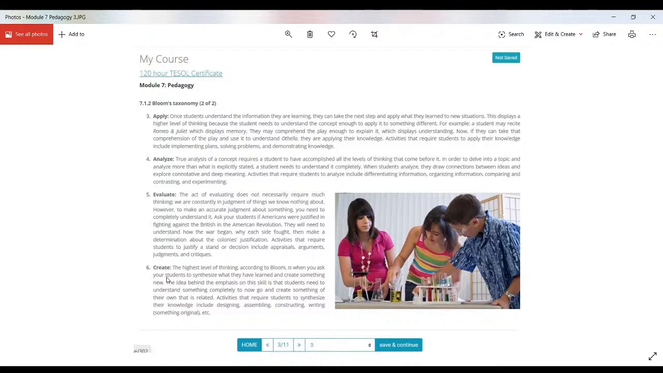Lastly, number 6, create. The highest level of thinking, according to Bloom, is when you ask your students to synthesize what they have learned and create something new. The idea behind the emphasis on this skill is that students need to understand something completely to now go and create something of their own that is related. Activities that require students to synthesize their knowledge include designing, assembling, constructing, writing something original, etc.